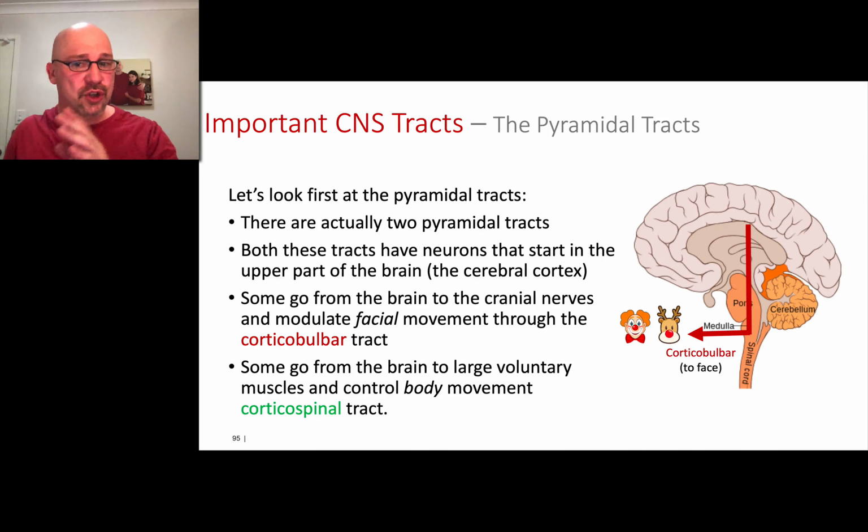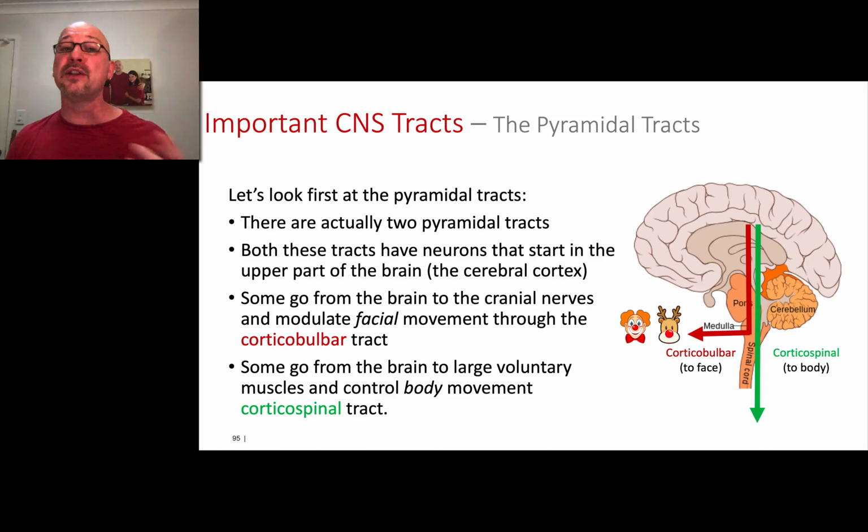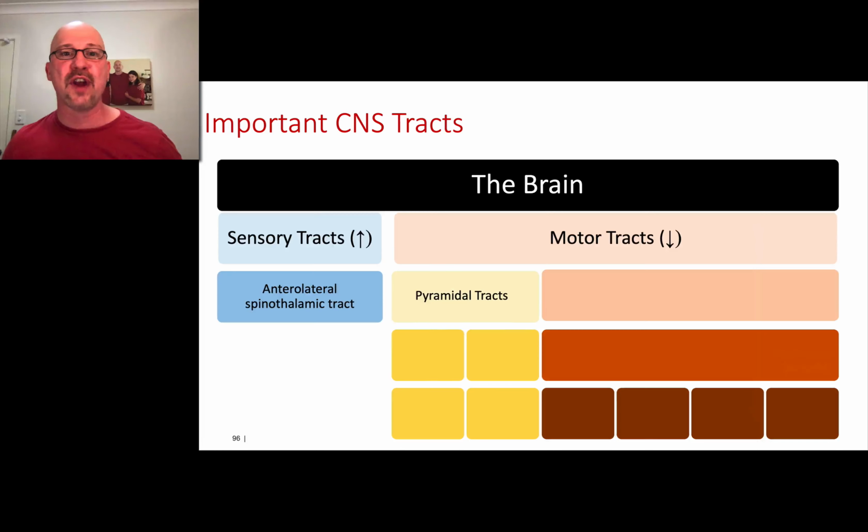Other impulses don't go out to the face. They go from the cortex down to the spine to our body. So when I do this, that's a cortical bulbar pyramidal tract. When I do this, that's a cortical spinal pyramidal tract. Okay? So those are those motor tracts, the pyramidal motor tracts.